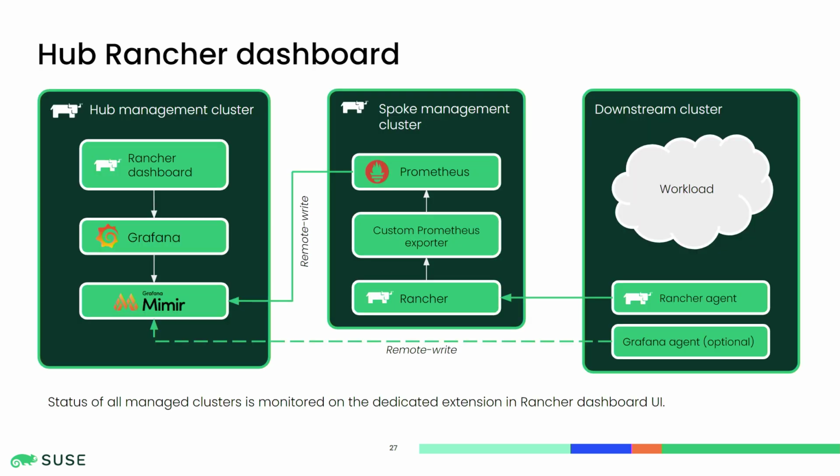All right, to finish the whole architecture, we're getting back to the hub management cluster. We're utilizing Grafana and Grafana dashboard to query the Mimir, and we have created a custom Rancher UI extension which exposes this dashboard directly in the Rancher UI.